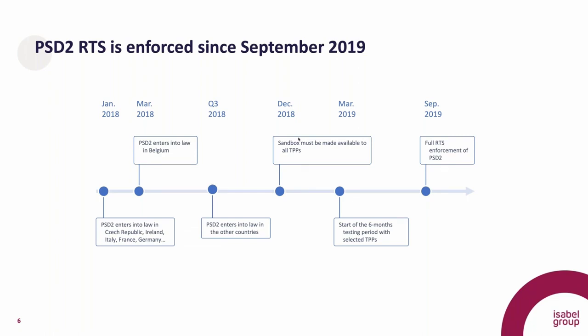It started entering into law in some countries already as soon as January 2018. Now, we need to distinguish two things in that new directive. We need to distinguish the law itself that introduces new concepts such as SCA, which is the abbreviation of strong customer authentication, which I'm going to talk about a bit later, and also asks banks to open up some of their backends, including payment capabilities and account information.